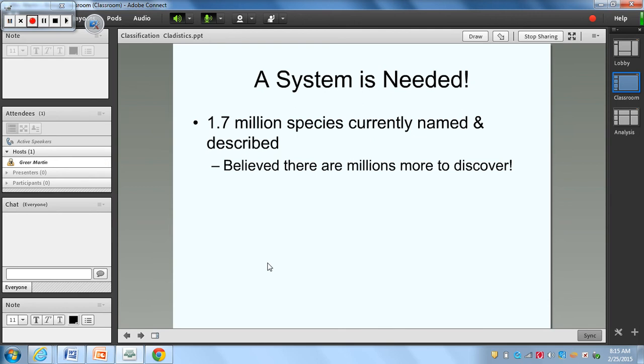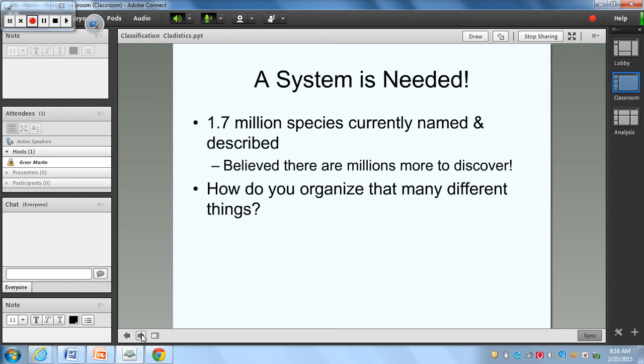So basically there are 1.7 million species currently named and described in the world, and they're believed to be millions more to be discovered. Think about all the area of the world that we have not discovered and the microscopic organisms. So we have to answer the question, how can we organize these different things? And we do this through taxonomy, which is the practice of naming and classifying organisms.